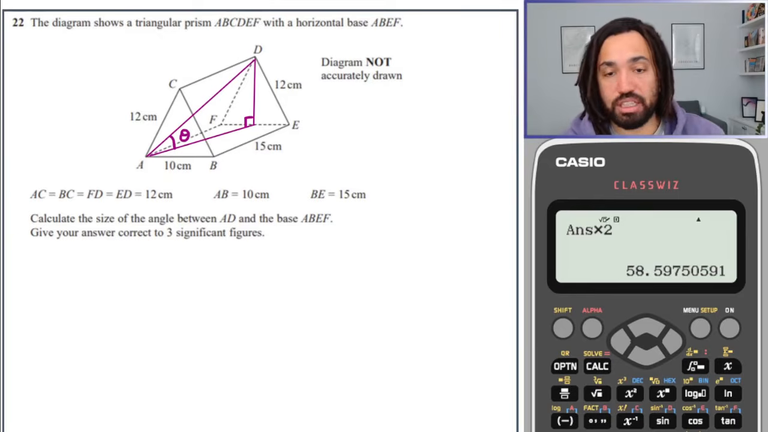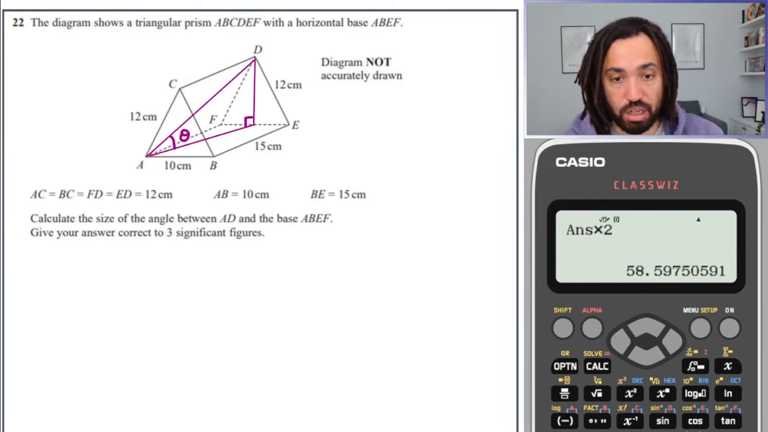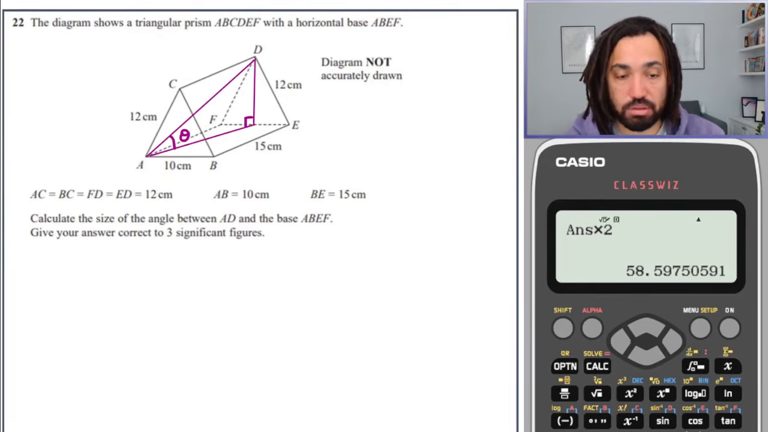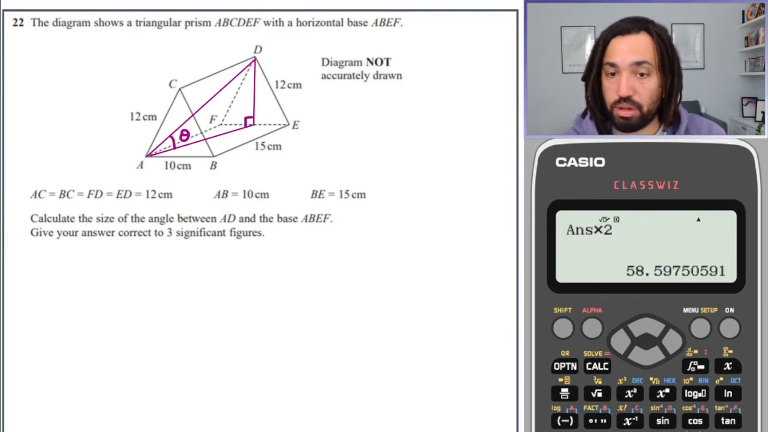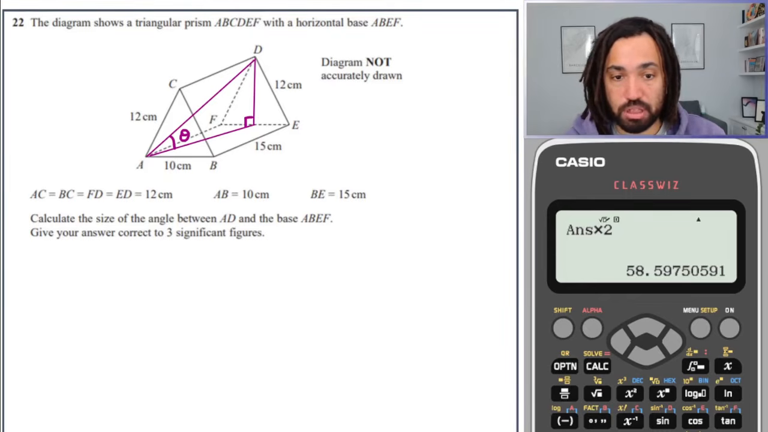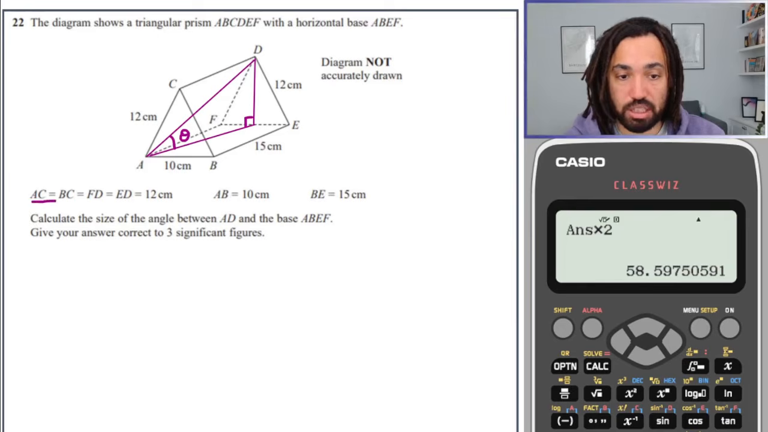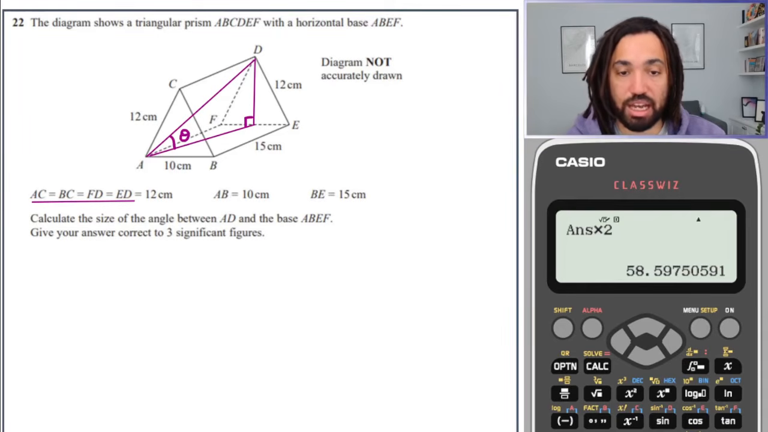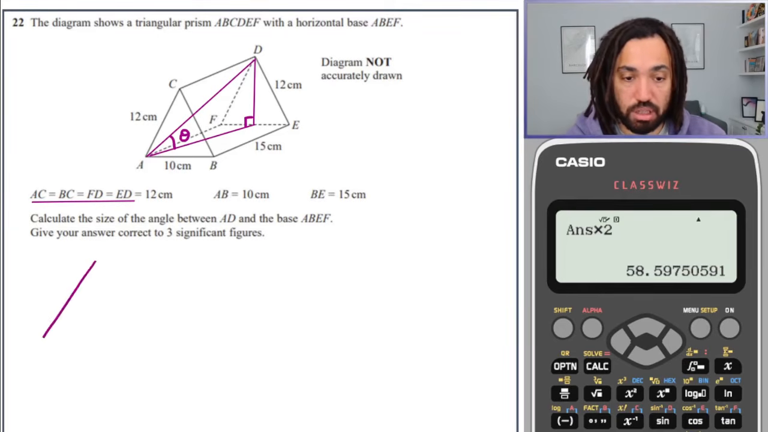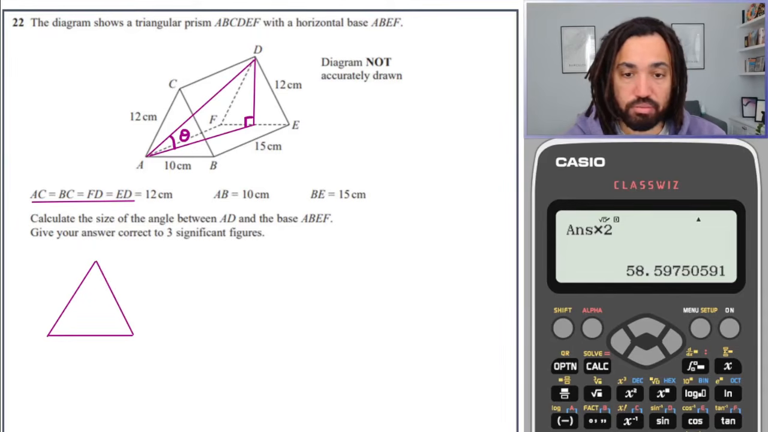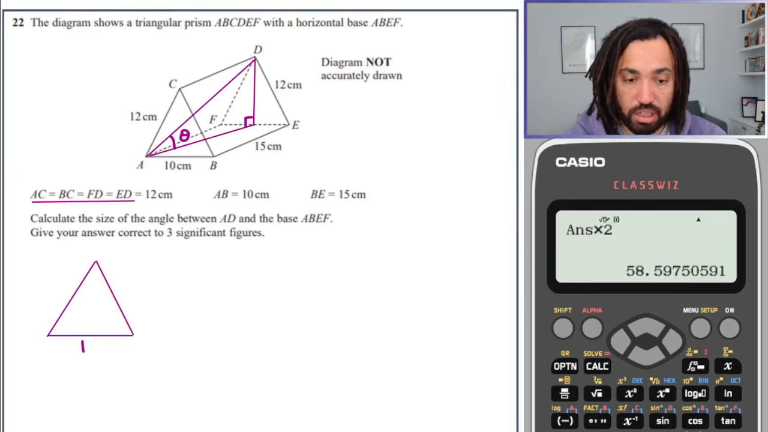So we need to find out at least two side lengths of this purple triangle. I don't know any at the moment, but what I do know are all these sides are the same, which means it is an isosceles triangle. So I can draw this isosceles triangle on like so. It's got 10 there, 12 and 12.